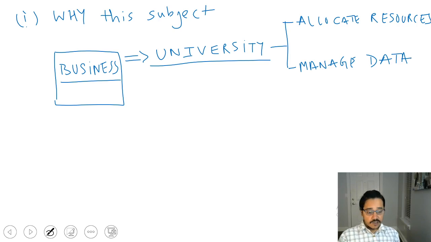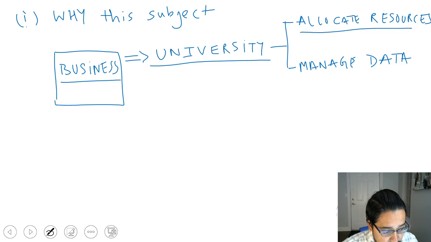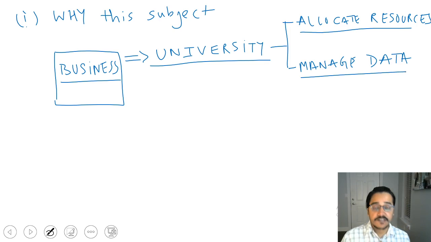So then the question is, when you are running a business, and you can think of these in terms of other businesses as well. Let's say you're running an inventory management organization, or you're running a bank, or you're trying to open your own startup company. What are the things that matter? So the first aspect is the allocation of resources. And the second aspect is the management of data in a structured fashion.